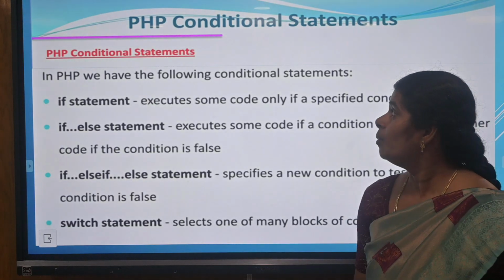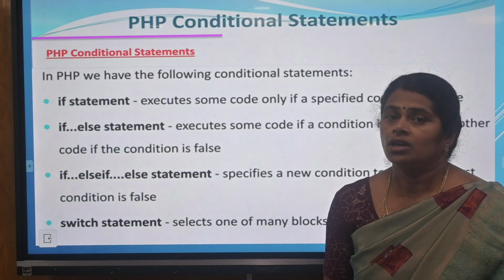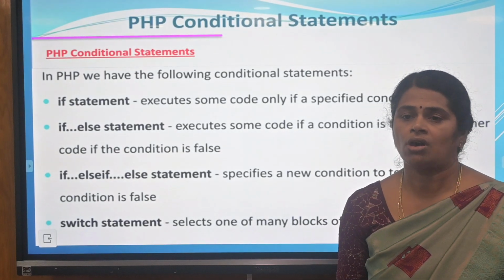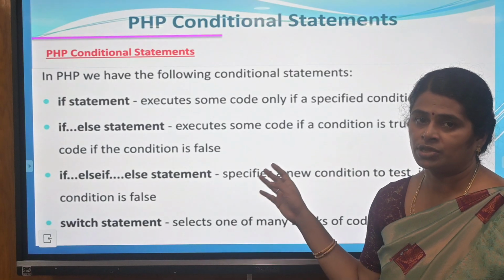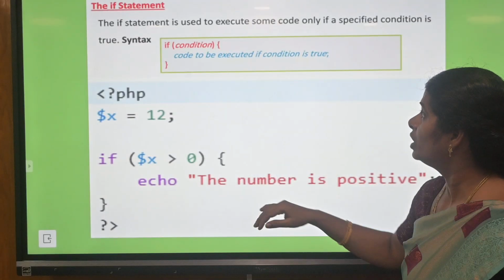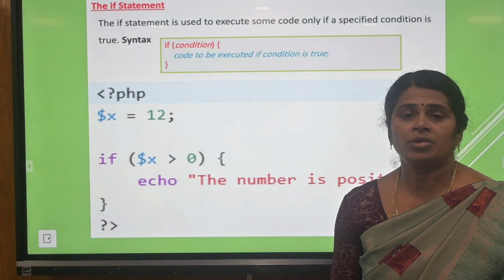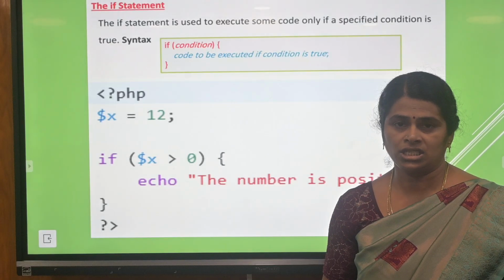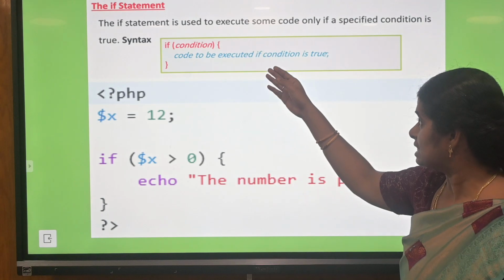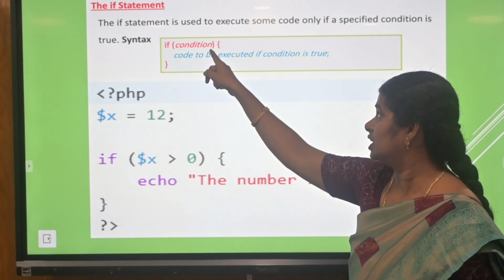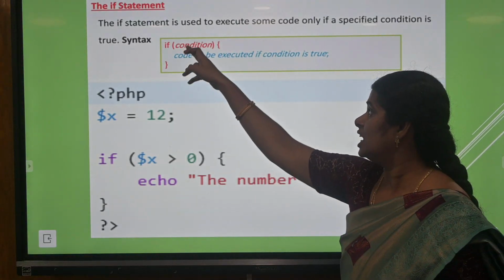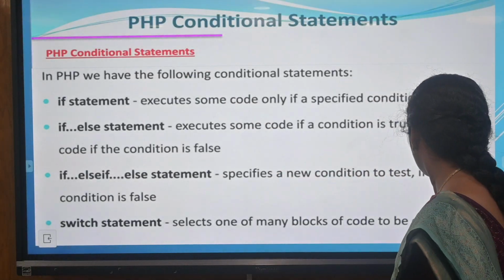The next one is PHP conditional statements. PHP conditional statements are otherwise called decision making statements or branching statements. There are four types of conditional statements in PHP. In that, first we are going to see the if statement. The if statement is used so that only if the condition is true, the set of statements will be executed. The basic syntax of the if statement is: if condition, if the condition is true, the set of statements will be executed. If the condition is false, the statements will not be executed.